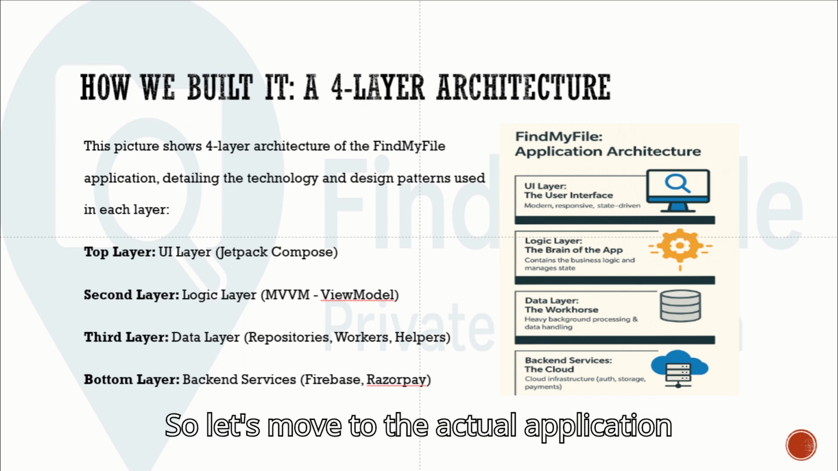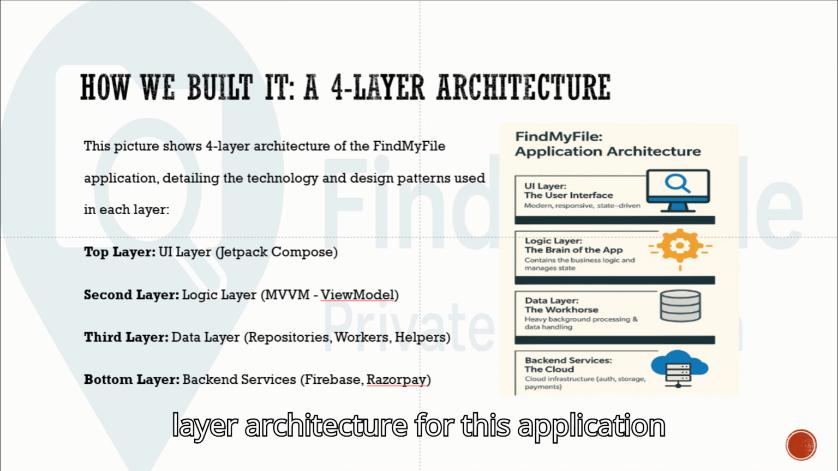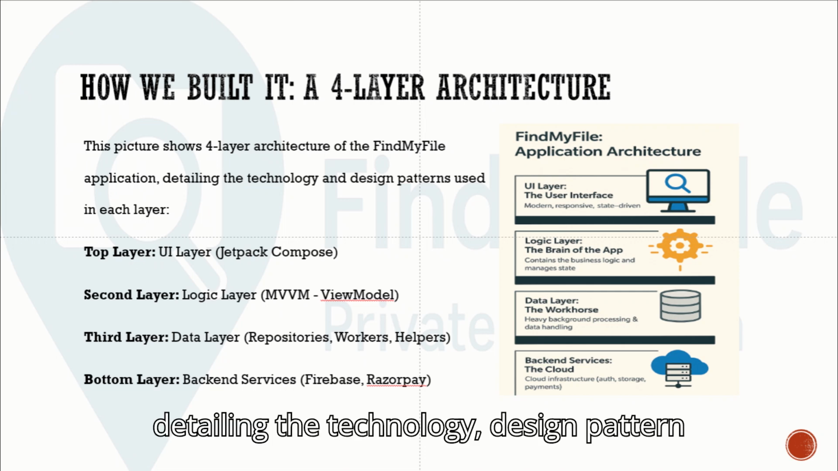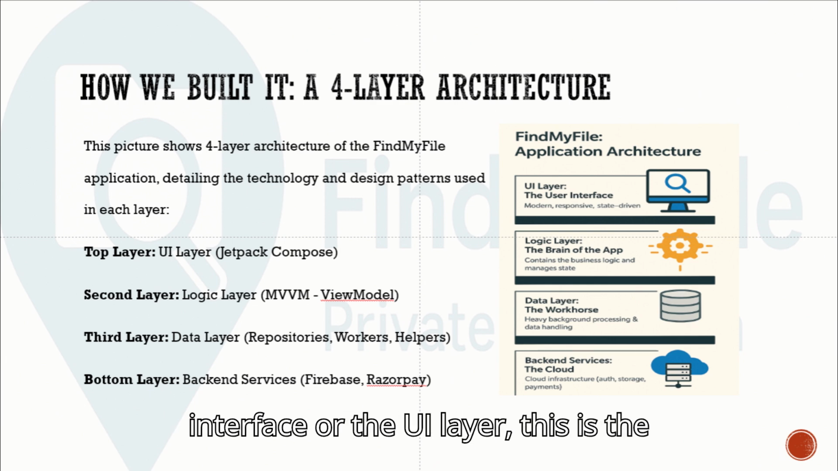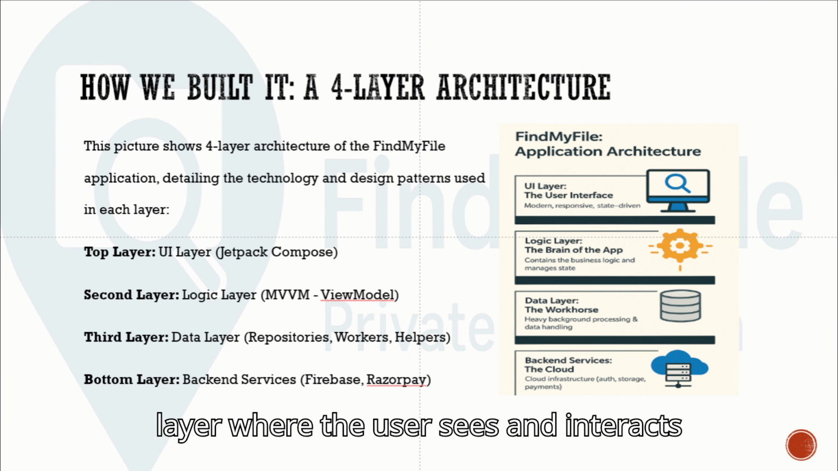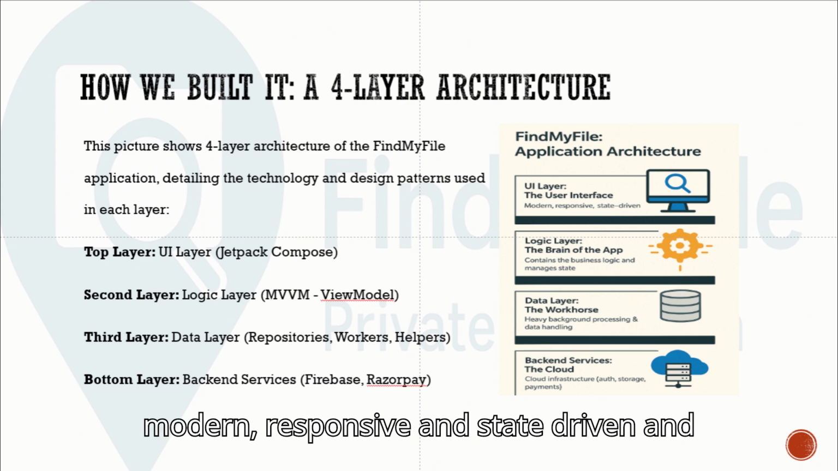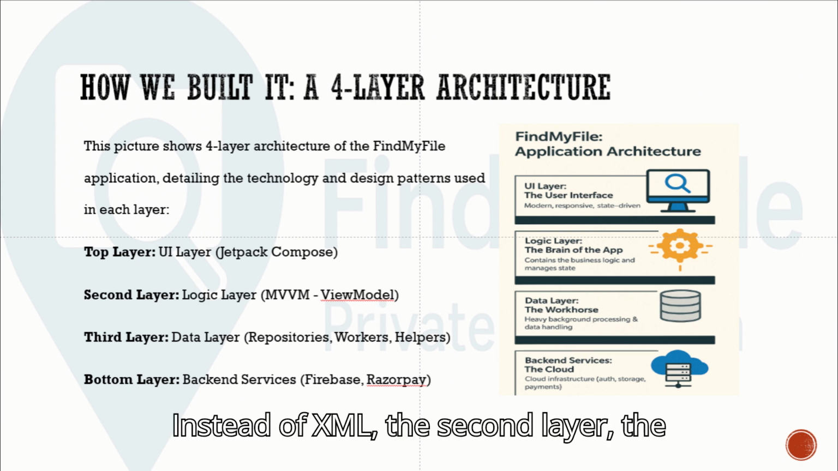So let's move to the actual application architecture. If you see, it's a four-layer architecture for this application, detailing the technology, design pattern, and so on. The first layer, the user interface or the UI layer, is the layer where the user sees and interacts with the application. It's built to be modern, responsive, and state-driven, and we have used Jetpack Compose instead of XML.